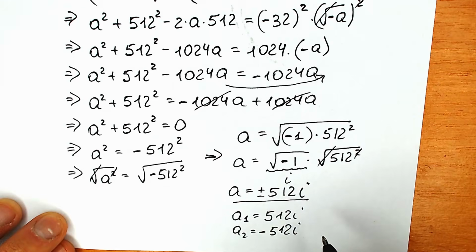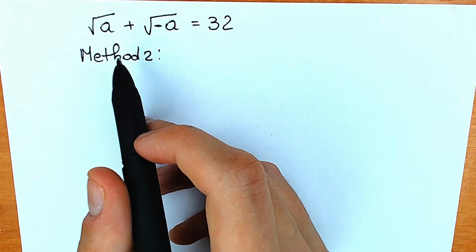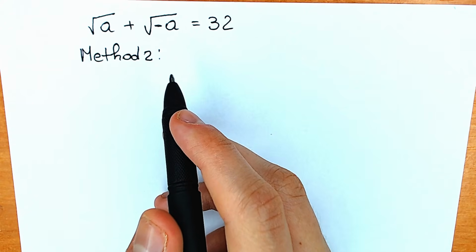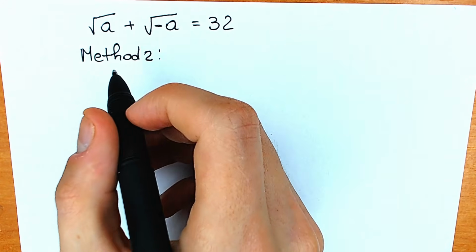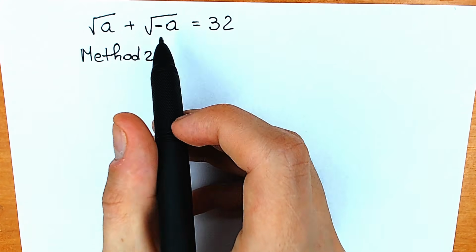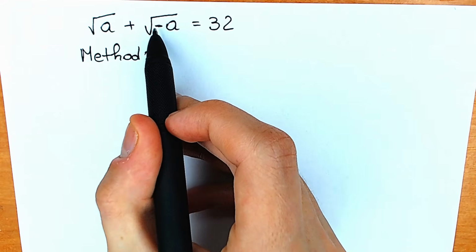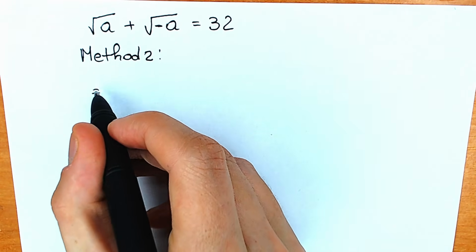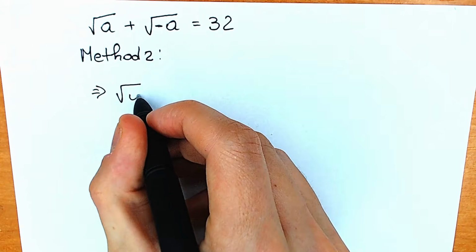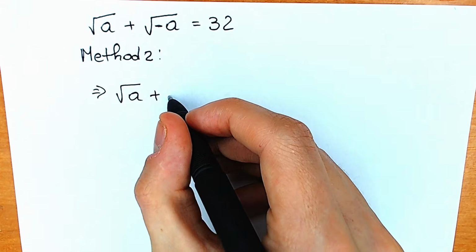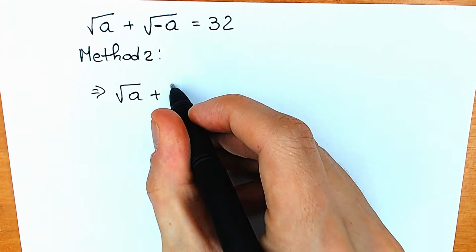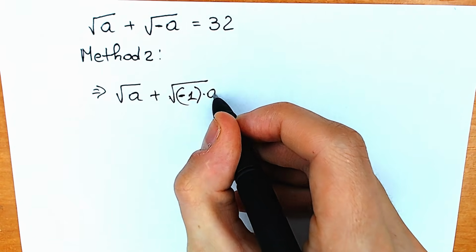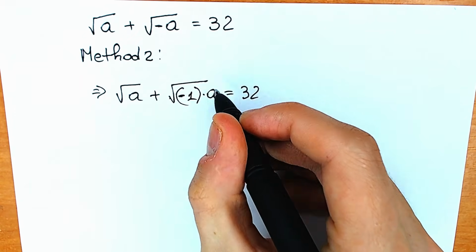So let's look at this second method to this question. Here's our question, and right now I'm going to show you the second method. Maybe this is a little bit easier for us, but let's see what will happen. First of all, this square root of minus a, let's write as square root of minus 1 times a. So let's do this. As a result, we have square root of a plus right here inside our square root sign we can easily write it as square root of minus 1 times a and equal to 32.